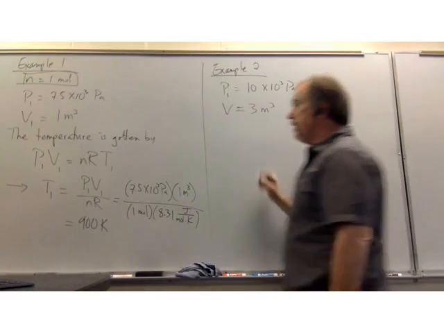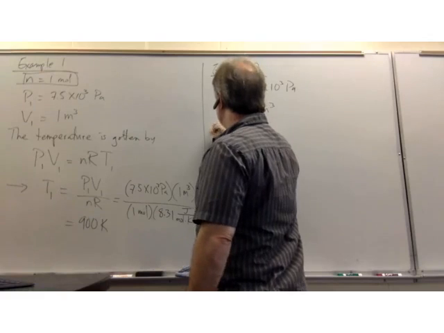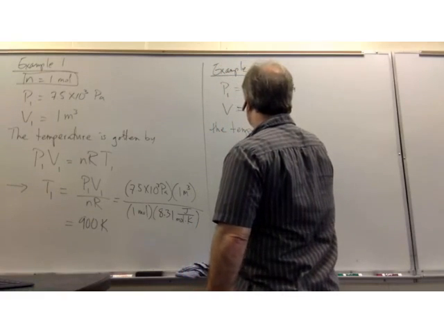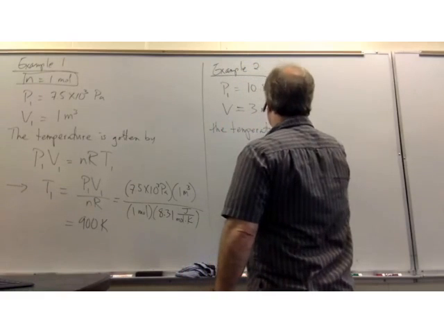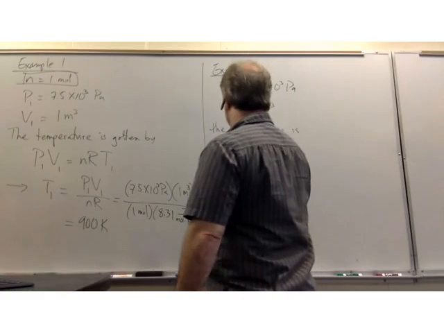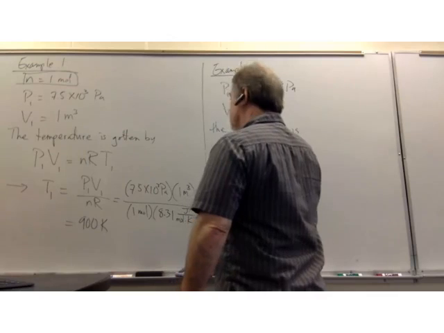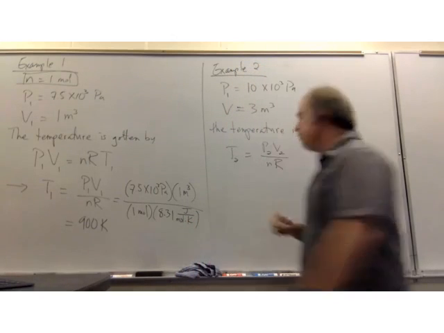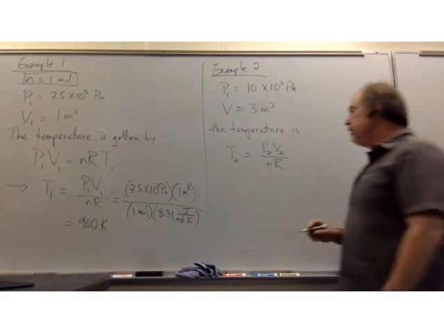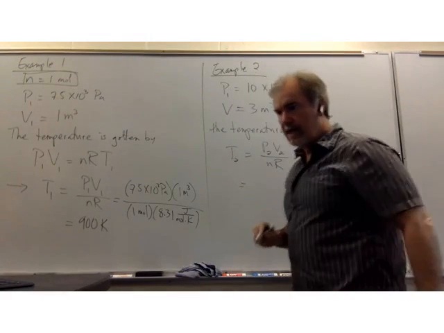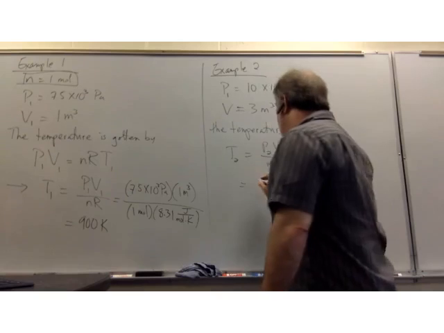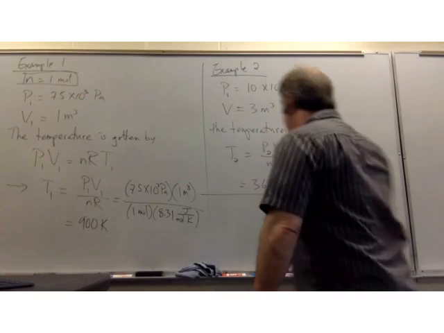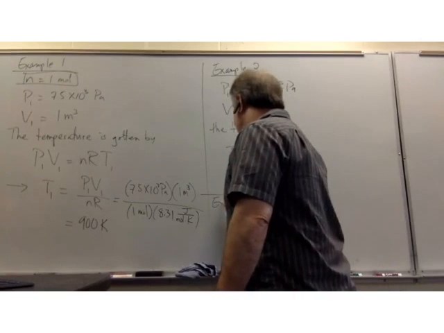The temperature works out the same way. T2 is P2V2 over nR, which I could pre-calculate nR if I really wanted to. Anyway, you do this, and the number turns out to be noticeably higher, 3,600 Kelvin. And then a third example.